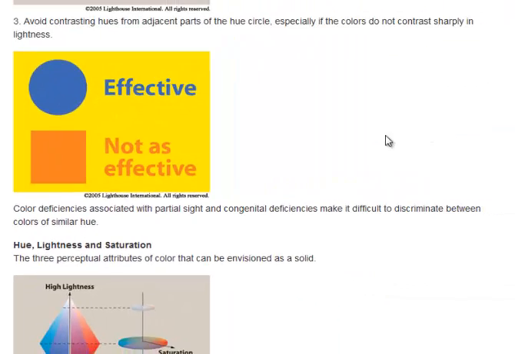The third recommendation that they have is to avoid contrasting hues from adjacent parts of the hue circle, especially colors that do not contrast sharply in lightness. So it's kind of like turning up the lightness on the site. As the lightness turns up, these bottom colors will fade together where the top colors stay different.